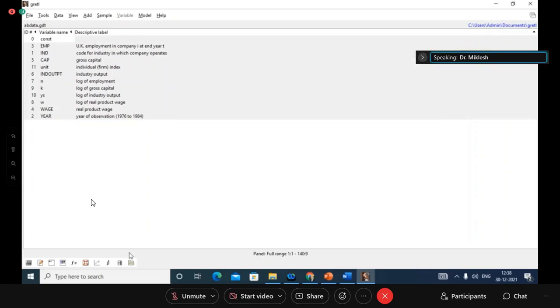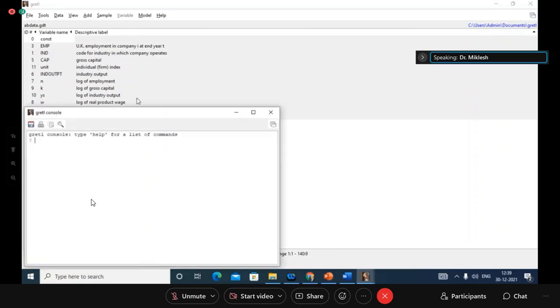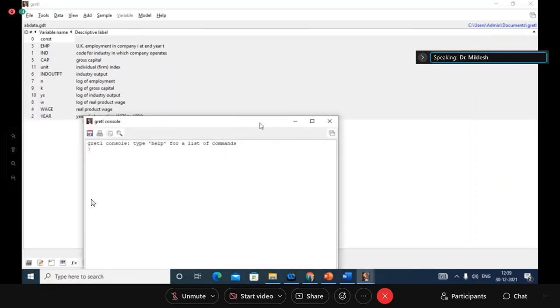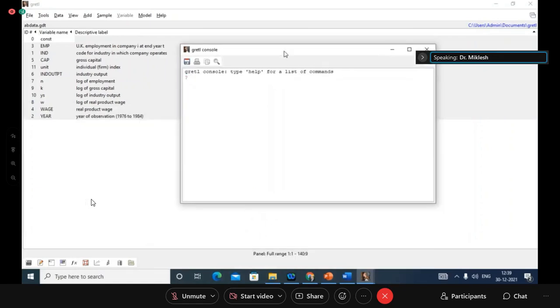Again, I'm repeating where you have to click. We have to go to the bottom of this Gretl. The first one is calculator, the second one is new script, and the third one is open Gretl console. So I click on this open Gretl console. We'll be doing all the hands-on session in this Gretl console, right?